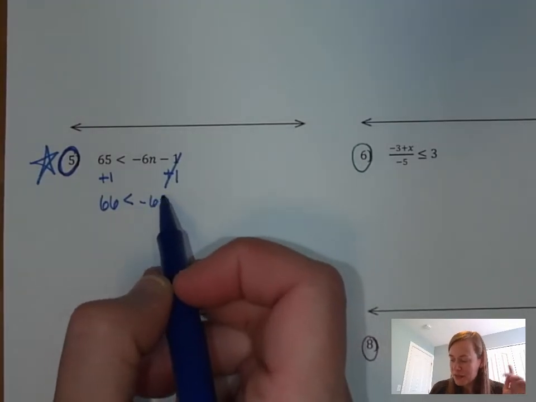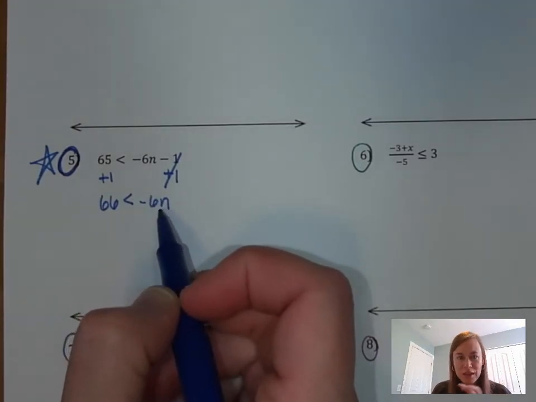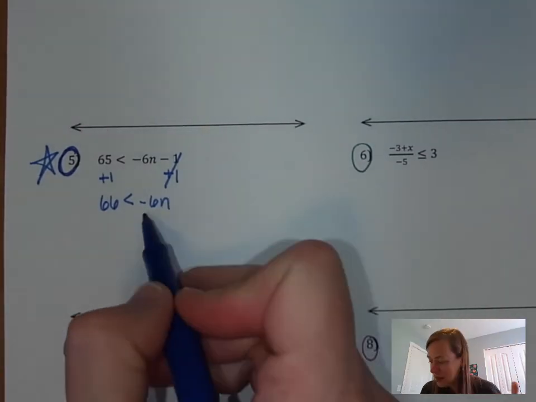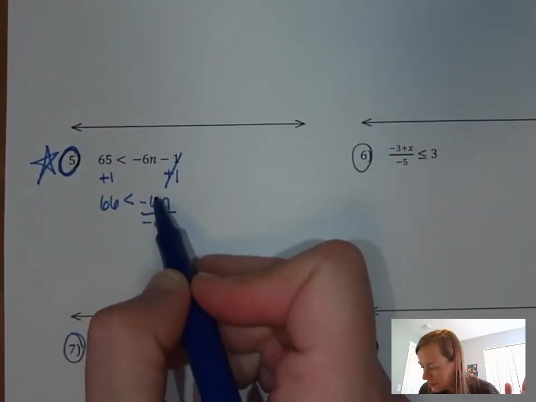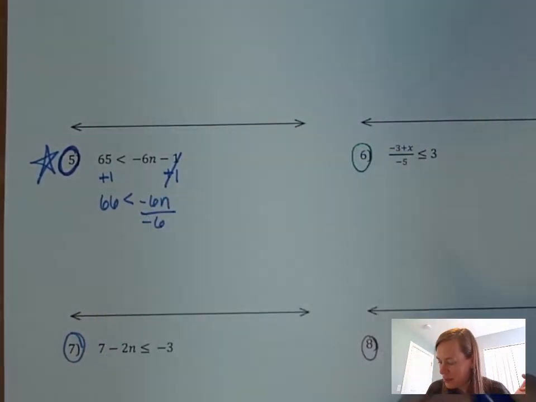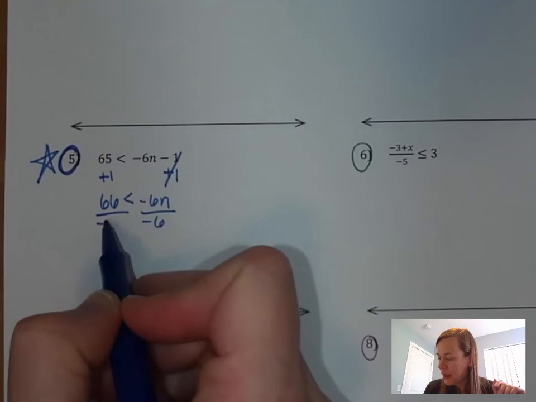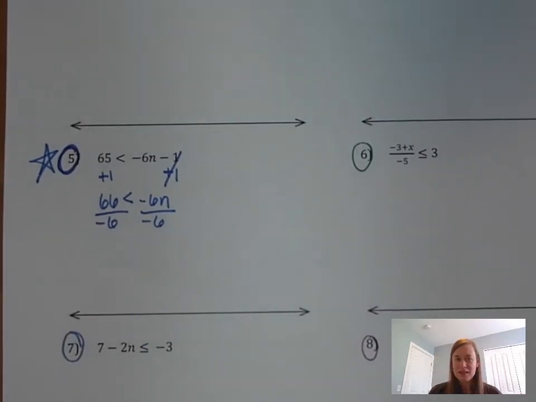Right now this negative 6 is multiplying with the n, so we need to do the opposite to get rid of it, and that would be to divide by it. Now make sure you divide by the whole negative 6. You don't want to just divide by 6 and then be left with a negative there. So divide by the whole thing that you're trying to get rid of, and make sure you divide by it on both sides. Now think for a second, what did we just do?